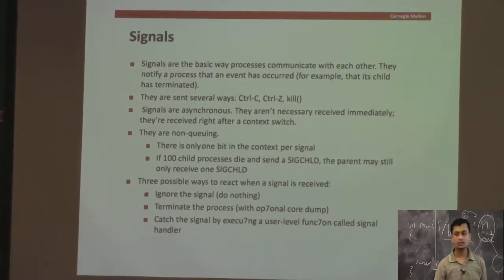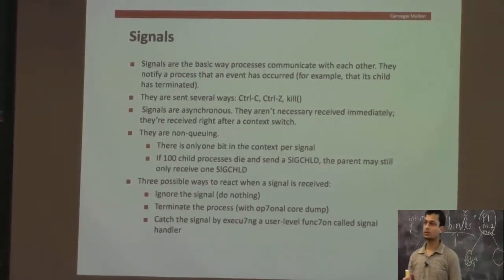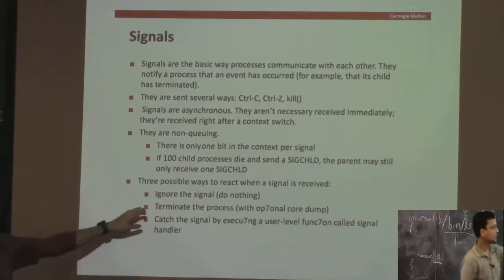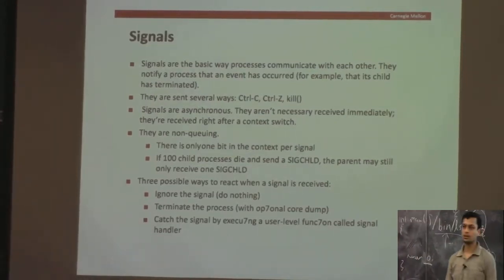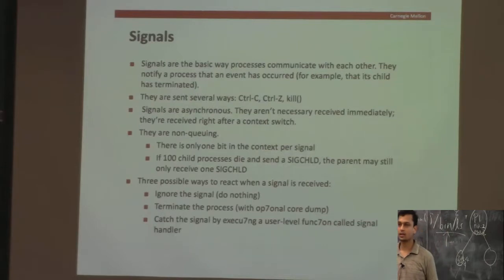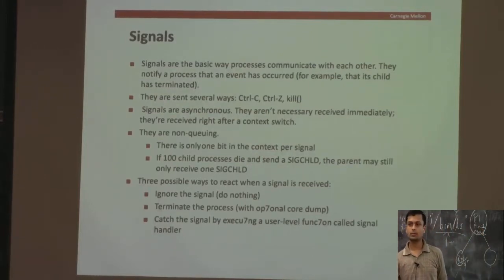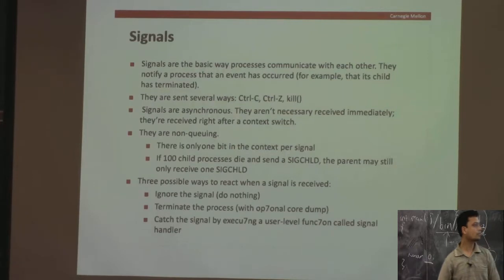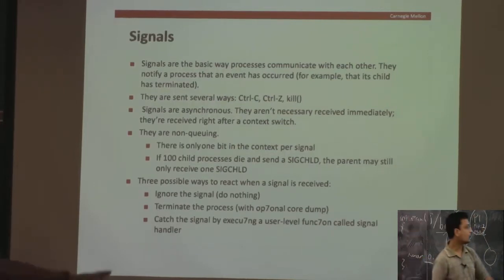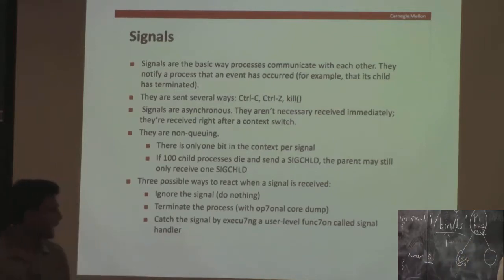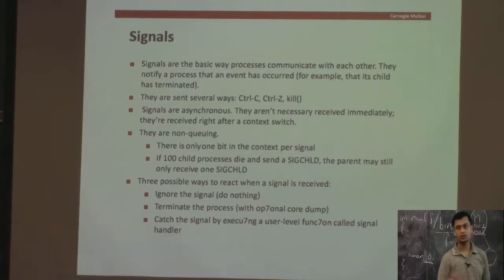Now, whenever a signal is delivered to a process, you can do 3 things. First is ignore the signal. Basically, the parent process says, I don't care what happens, I'm just ignoring this. The other is to terminate the process, where the parent will just say, okay, terminate the process, I don't really care what status it has. And the last case is that you will catch the signal by executing a user level function, which is a signal handler.